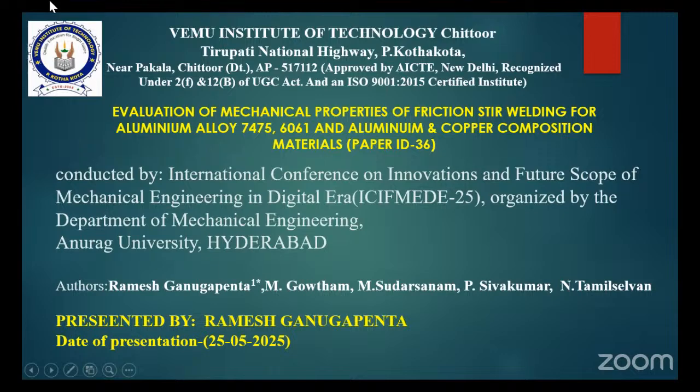This is the experimental work. The aluminum and copper composition material, aluminum 6061 material, and aluminum 7475 alloy materials have friction stir welding applied, producing specimens as shown in the figures on the experimental work slide.